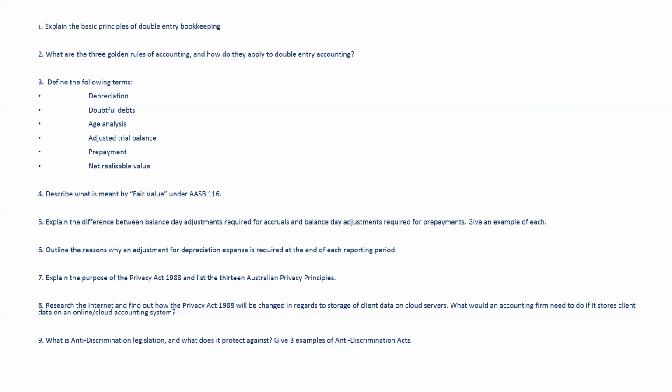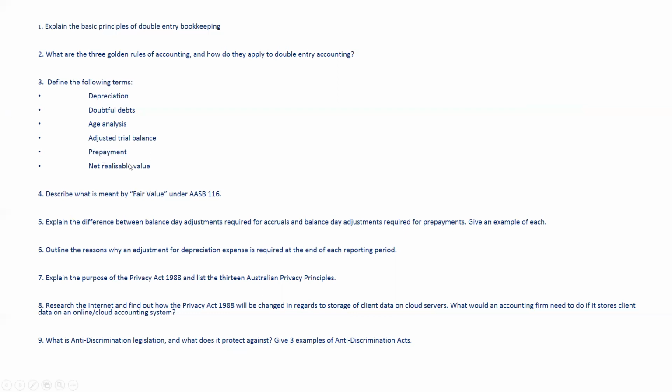Adjusted trial balance. For understanding adjusted trial balance, you first have to know about trial balance. The trial balance is just for your calculation, because previously I said we have debit and credit. We have both sides, and both sides always need to match. So just to check if both sides match, we do a trial balance.